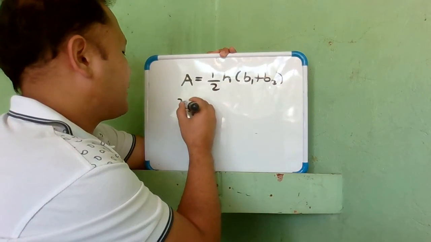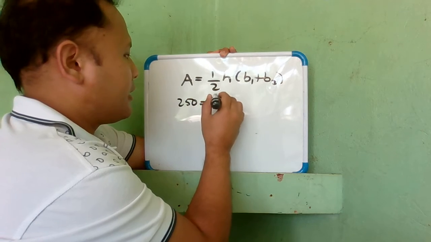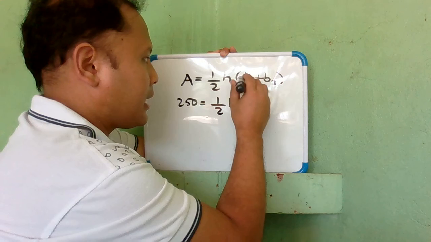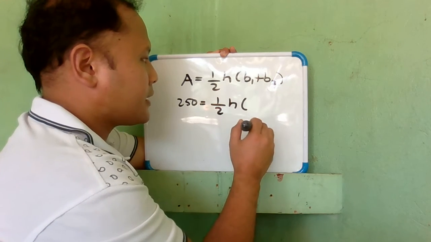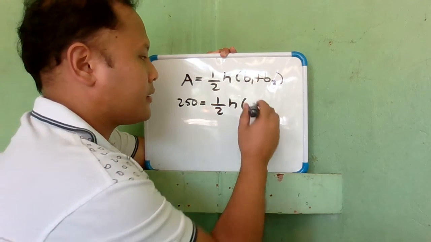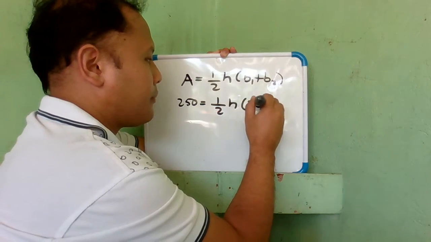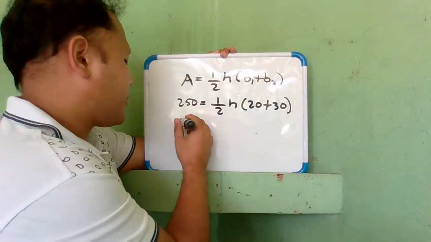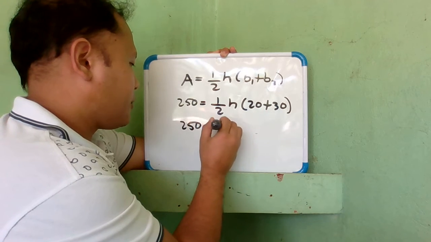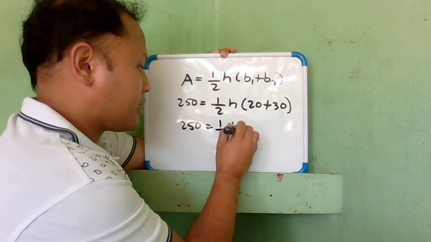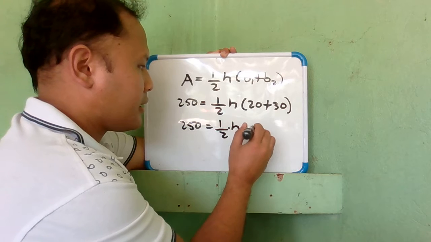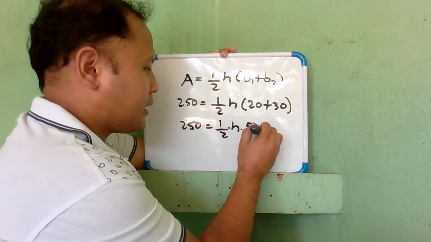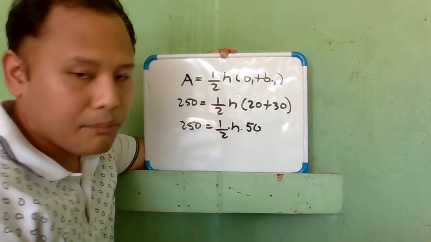Okay, our area is 250. 1 half. This is missing. But the values of our bases, the measures of our bases are given. So we have 20 plus 30. So let us simplify other terms. So we have 250 equals 1 half times h. Okay, 20 plus 30, that is 50. So since this is simplified, we can remove the parentheses.